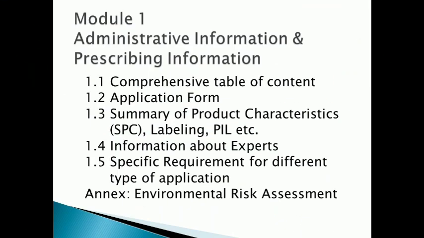As you can see in module 1, the very first thing which we provide is the table of contents of module 1. Then it also contains application forms, summary of product characteristics, label, patient information leaflets, information about experts of quality, safety as well as efficacy, and any other specific requirements for different types of applications. Sometimes in the annexure, environmental risk assessment information is also provided.